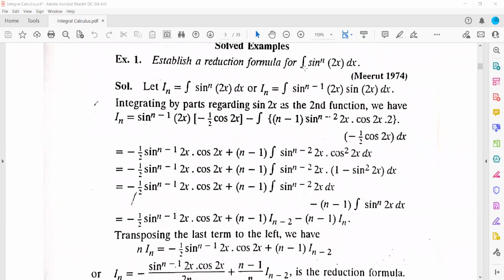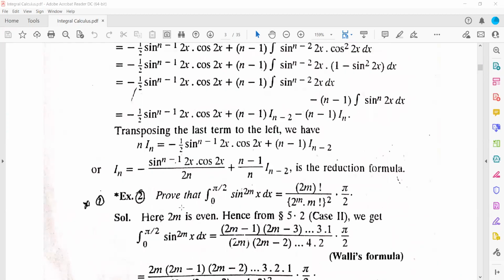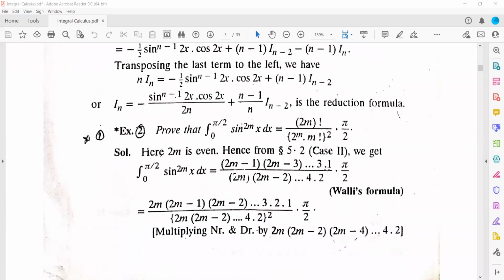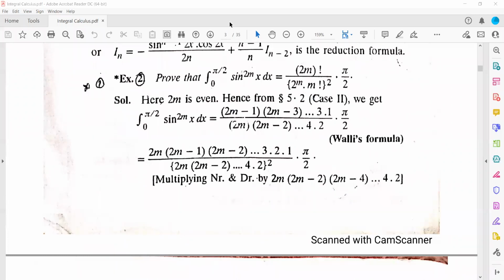This one is very simple. Sine to the power n 2x dx. You have to use the reduction formula. The process will be the same as sine to the power nx. There is no different process. The process is the same. You can go through that one. You will get this result.